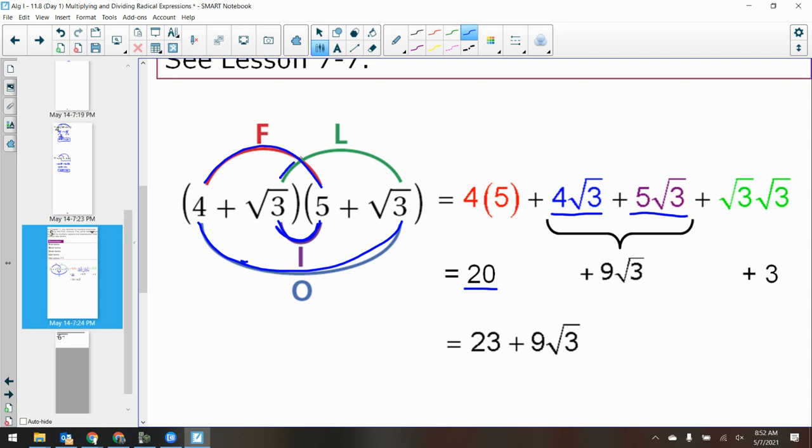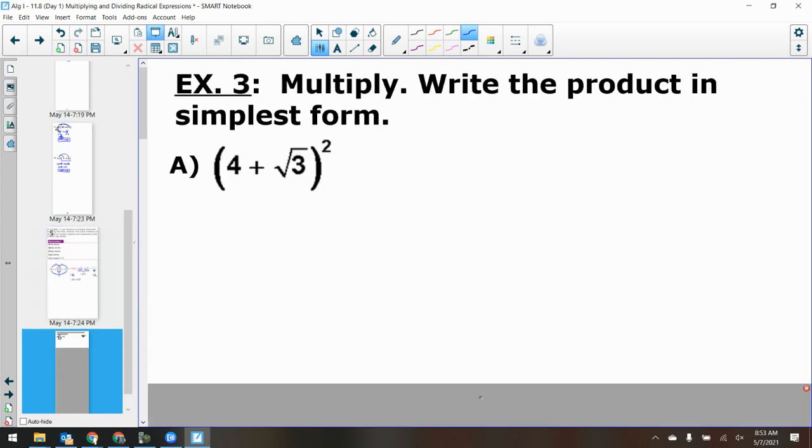And then the square root of 3 times the square root of 3 would be the square root of 9, which reduces down into 3. We always combine our inside terms together, your outers and your inners. 4 radical 3 plus 5 radical 3 would be 9 radical 3. You just put them above. And then you can combine your whole numbers on the outer terms there, 23 plus 9 radical 3. Ready to try it? Let's do it.